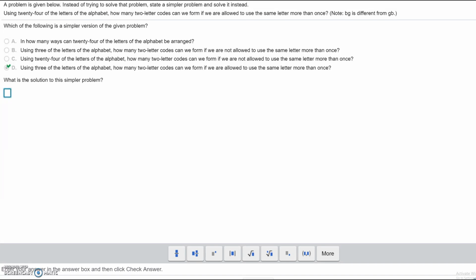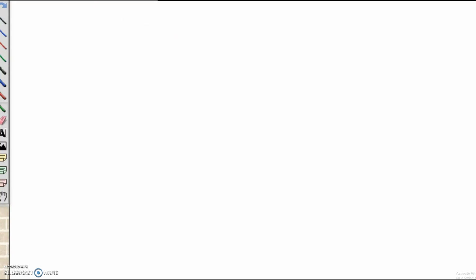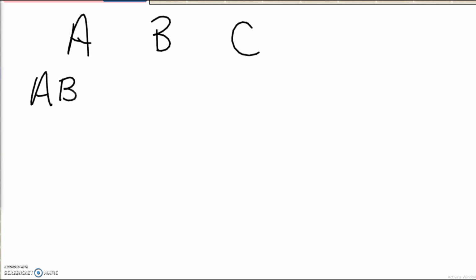How many 2-letter codes can we form if we are allowed to use the same letter more than once? So 3 letters, and we want to make a code using 2 of those letters. So I'm going to go to my whiteboard. Let's clear off what we had before, and let's take a shot at this one. Okay, so we have 3 letters, I think it was. A, B, or C are our choices, and we want to figure out how many 2-letter combinations we can make with this. We can have A, B, or A, C.